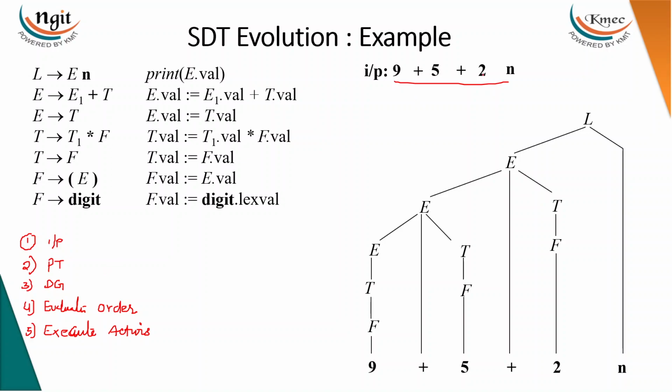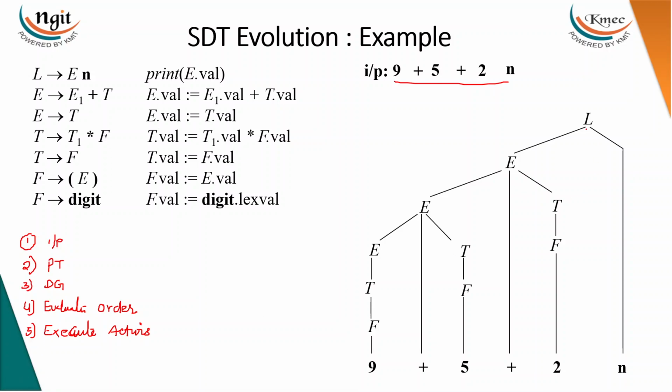Let me go with this: 9 plus 5 plus 2 n. So there's a string. First construct the parse tree. You can find the parse tree here. Once the parse tree is constructed, then you have to draw the dependency graph. As mentioned, it is depth first traversal, so you have to come from here. Always the parent is depending on what? Children. According to depth first, first you have to evaluate the children before evaluation of the parent.